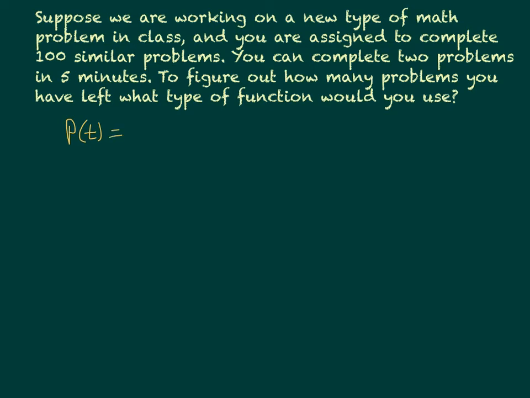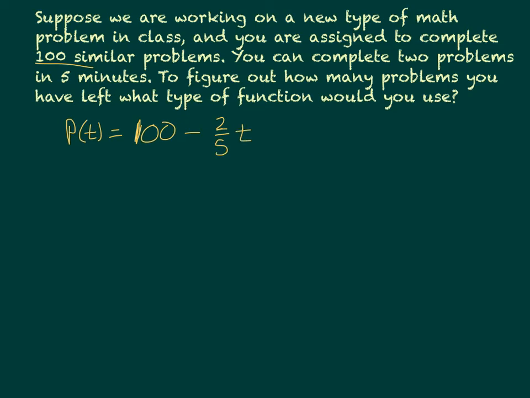So how many problems do we start with? Well, we have to do 100 problems total. And as we do a problem, we don't have to do as many. So we're subtracting off the number of problems that we have done. So the number of problems that we have done is, well, whatever 2 per 5 minutes.